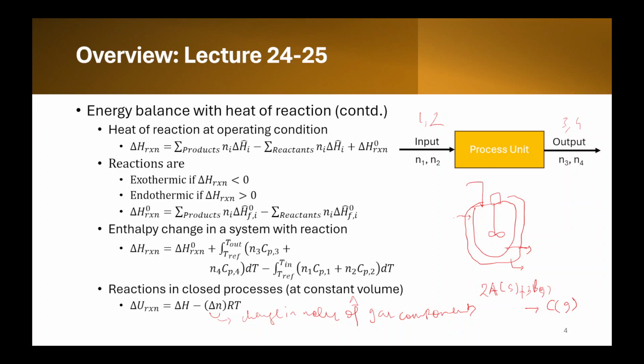So only the change in moles of the gaseous components will be considered. Delta N will be product minus reactant. C has 1 mole and the gaseous reactant has 3 moles. So 1 minus 3 will be minus 2 here. So for this case, delta U will be delta H minus (minus 2) RT. So this will be delta H plus 2RT for this case only.